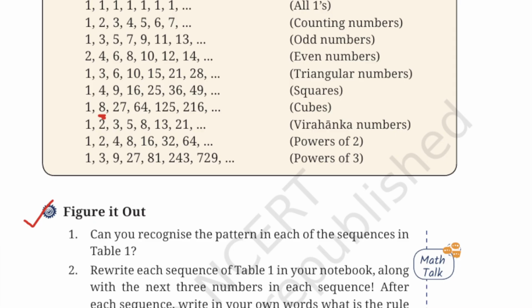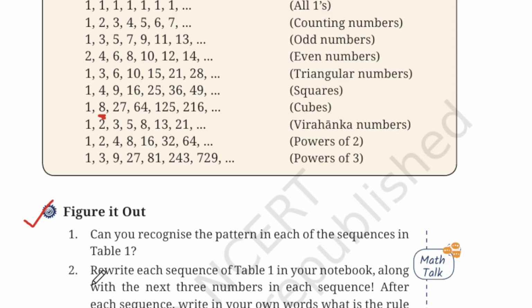And what is a power of 2? The powers of 2 are the numbers obtained by multiplying 2 again and again. Same thing, powers of 3 are the numbers obtained by multiplying 3 again and again. So this is the sequence that we are following in Table 1.